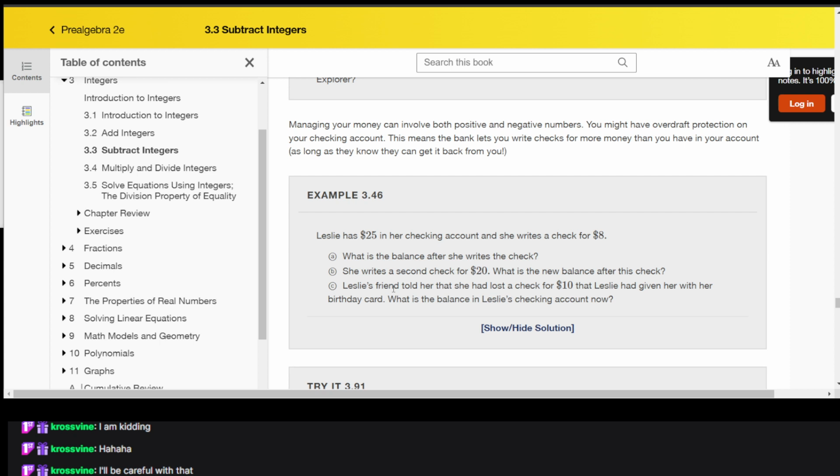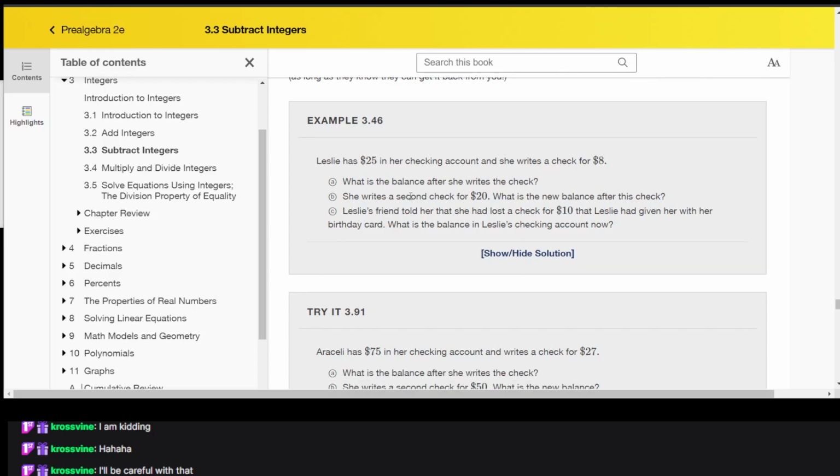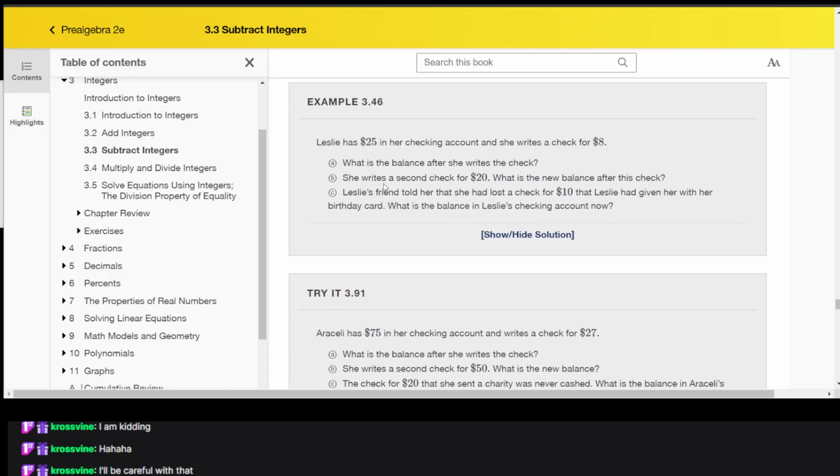Leslie has $25 in her checking account. She writes a check for $8. What's the balance after she writes the check? She writes a second check for $20. What is the new balance after this check? Leslie's friend told her that she had lost a check for $10 that Leslie had given her with her birthday card. What's the balance in Leslie's checking account now?